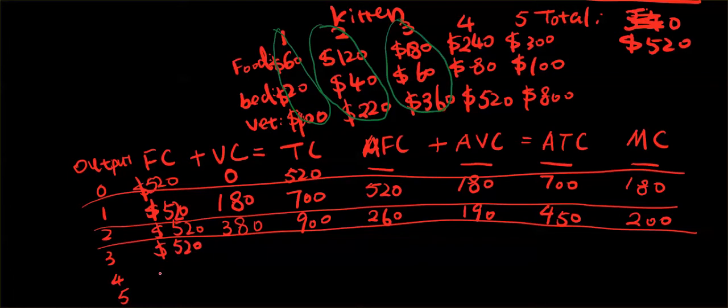So how about the third kitten? We will look at the third column. If we have 3 kittens, the fixed cost will not change because we only have 2 adult cats. And how about the variable cost? For the variable cost, we need to add 180 plus 60 plus 360. That will be our variable cost. If we add all of them together, we'll get $600. And the total cost equals 520 plus 600, and we got 1,120.